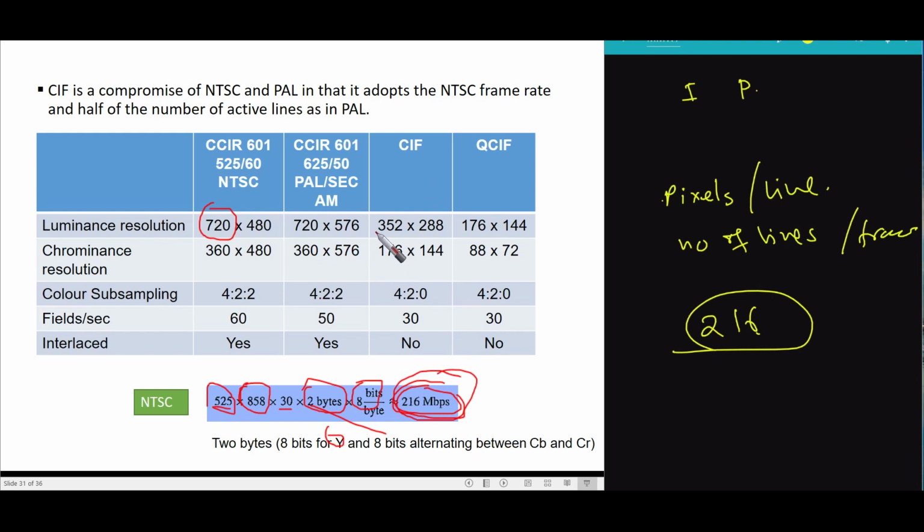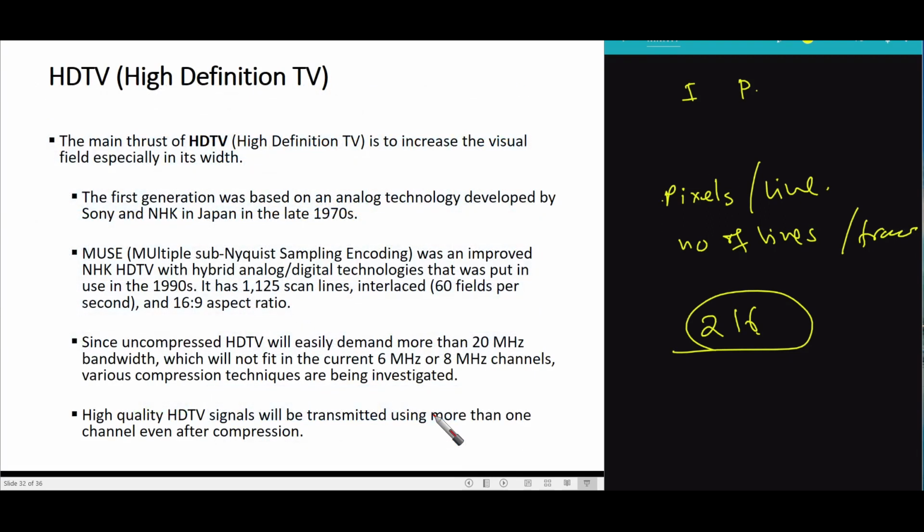Similarly, you can calculate the data rate for CIF and QCIF in the same way. Okay, so ultimately, we have now landed with high definition television, right?